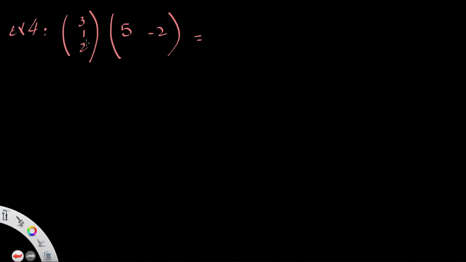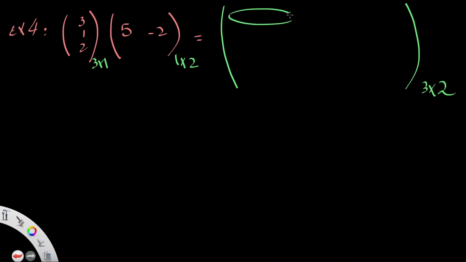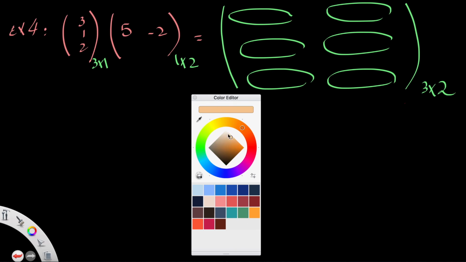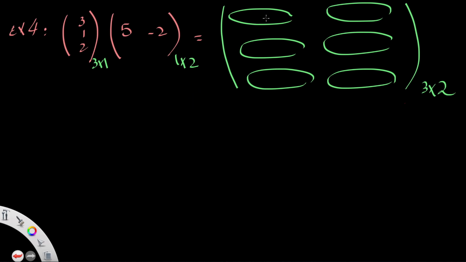Next example, you have a 3 by 1 matrix and a 1 by 2 matrix. So your matrix will be a 3 by 2 matrix. 3 by 2 means 3 rows and 2 columns. Now, look at the location of this element. It is located in the first row, first column. So the first row, in which there is just one element, is multiplied by the first column.